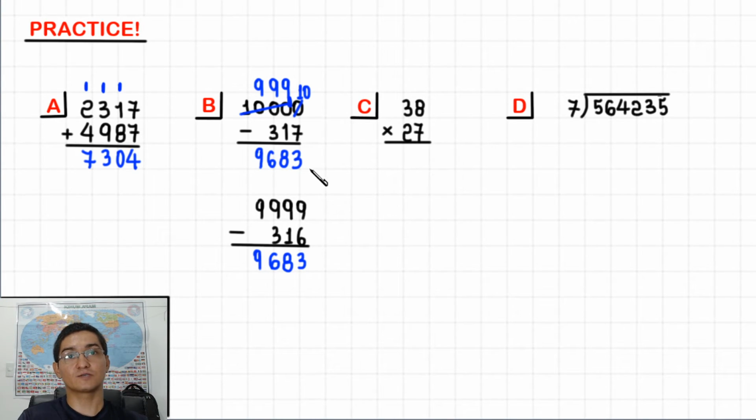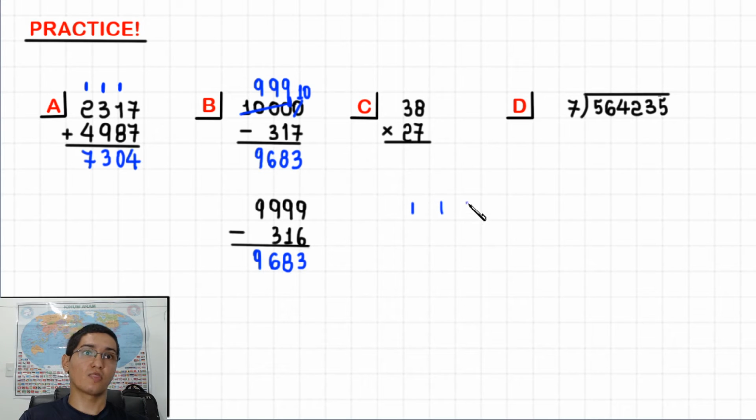9,683, the same result that we got here. Now we move to multiplication. We have here 27 times 38. And we start by multiplying 7 times 8. Do you know by heart what 7 times 8 is? You might not know. So let's write 7 times 8 and then count, okay?